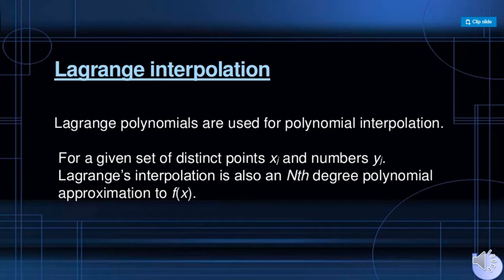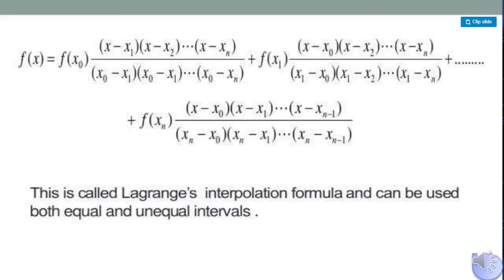Lagrange interpolation is used for polynomial interpolation. For a given set of distinct points x1, x2, x3, etc., xj with respect to the numbers y1, y2, y3, etc., yj, Lagrange's interpolation is an nth degree polynomial approximation of f of x.